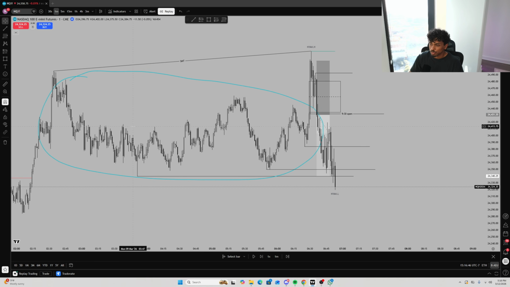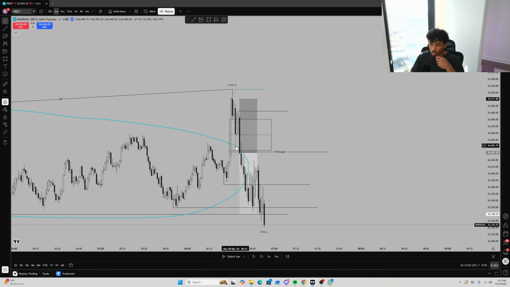Again, this is a clear textbook example of accumulation, manipulation, and distribution, where we have the accumulation over here, the manipulation occurring that's lining up with the 9:30 open, right? New York AM session opening, and then we have the distribution phase, which is our entry, right? So this is more of getting your continuation entry earlier, right?